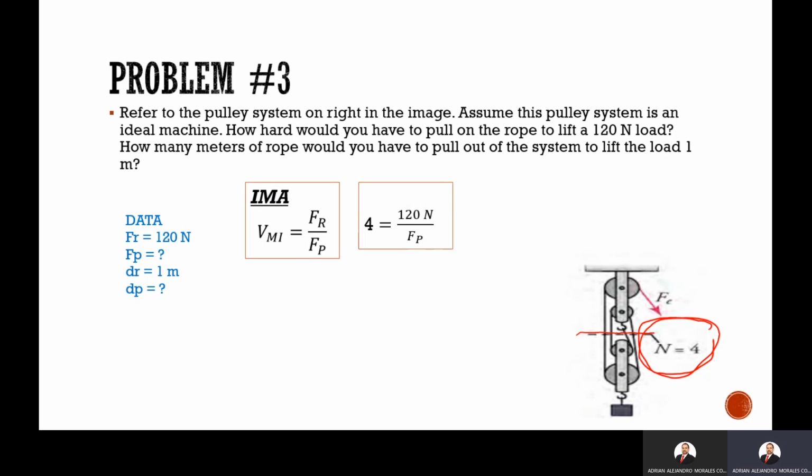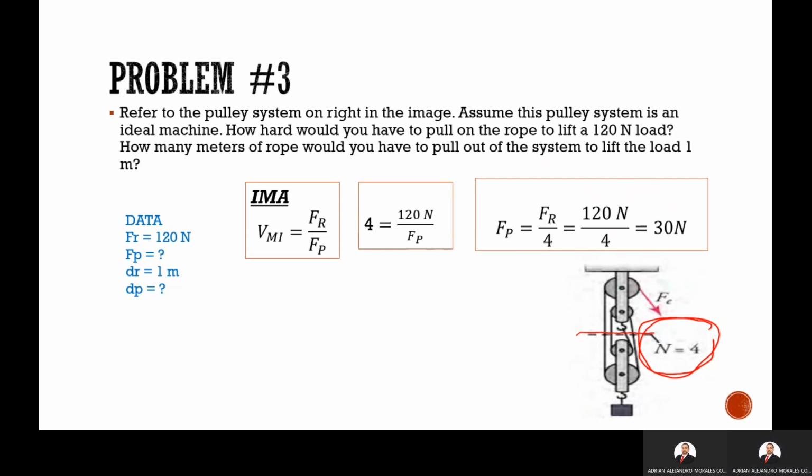So what's next? We just isolate the pull force of that formula, the ideal mechanical advantage. I will have 120 newtons over the value of mechanical advantage, which is 4. That is giving us the answer of 30 newtons.